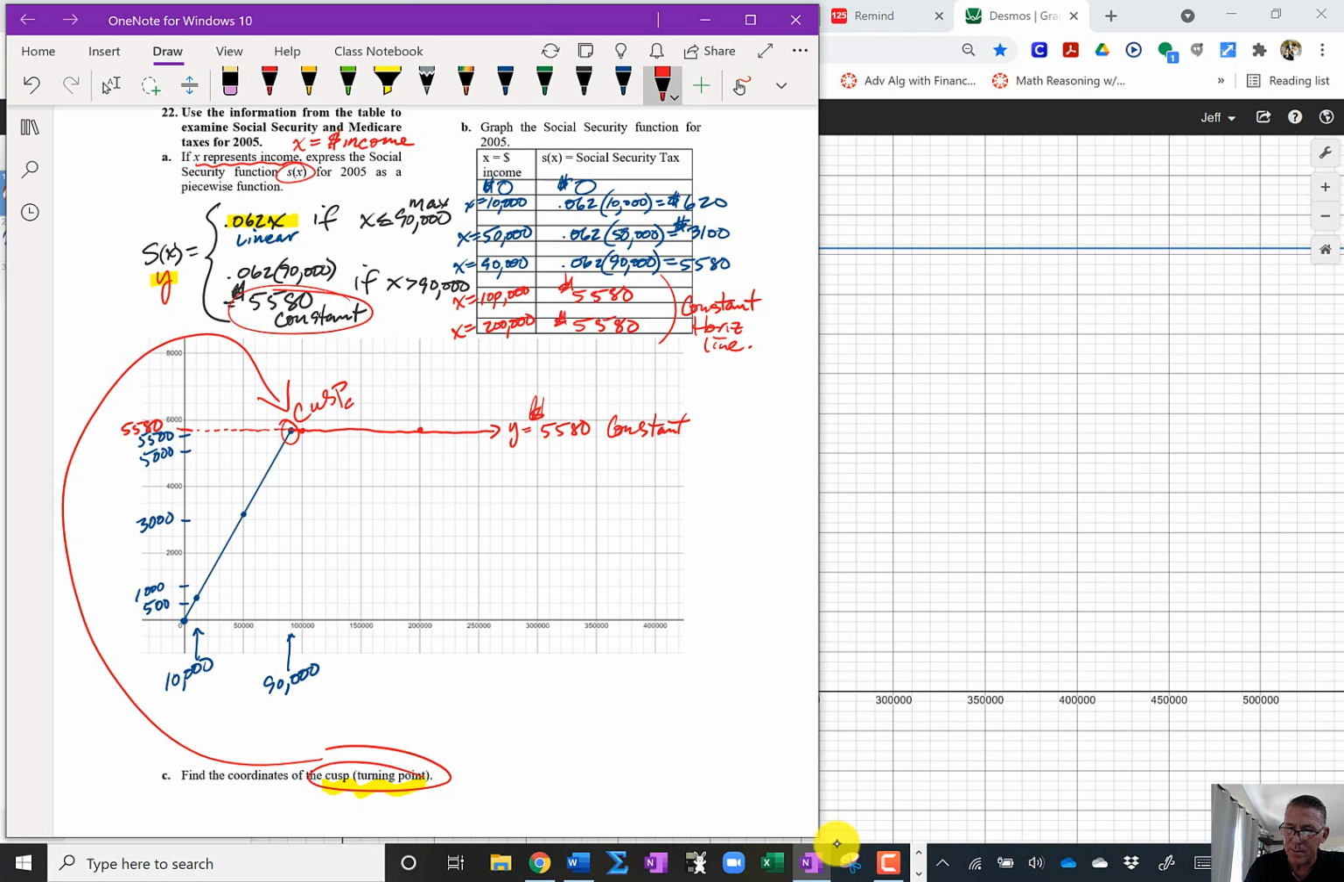Now let's finish here. So if x represents your income, what is the Medicare function? In 2005, that's just 1.45% of everything. So that part's easy. The Medicare is 0.0145 times x. It's always a percentage times your income. Remember, x stands for income. And now, graph the Medicare function on the same set of axes.